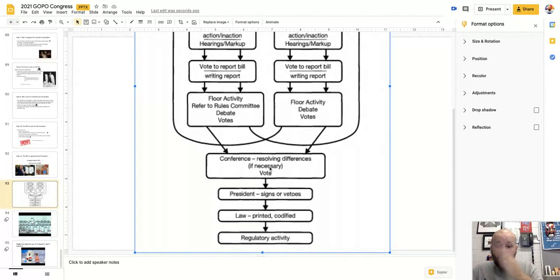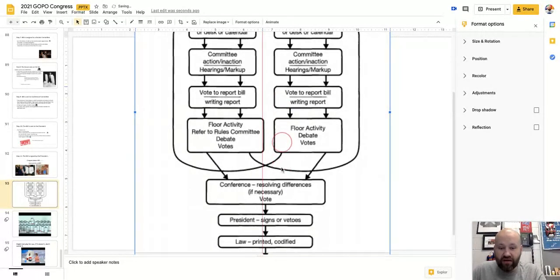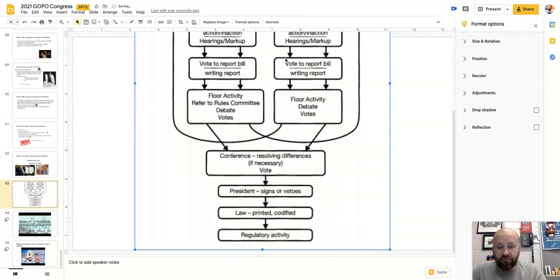Okay. What we have to do now is go to conference committee. They're going to resolve differences, and then it's going to go all the way back up to the whole floor again. Okay, the whole floor of both houses agrees that it's a good bill, and then the president is going to sign or veto it. Remember, if the president vetoes it, 2/3 of each house can override it. Okay, and so that's kind of the long and short of how a bill becomes a law.